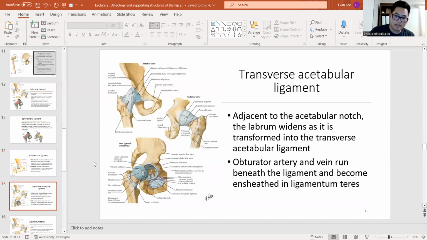Now the transverse acetabular ligament: if you recall from the acetabulum, you have the acetabular notch. It's along that inferior aspect of the acetabulum. This right here is the transverse acetabular ligament. So this is near the bottom. It's kind of like the bridge along the labrum where there's a gap. And we'll talk about these later, but the obturator artery and vein run beneath this ligament.